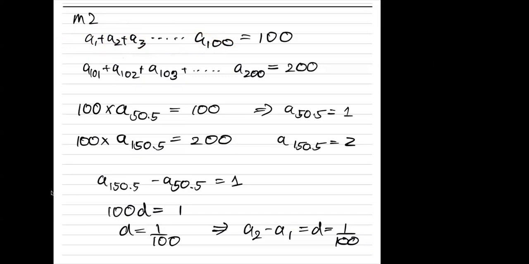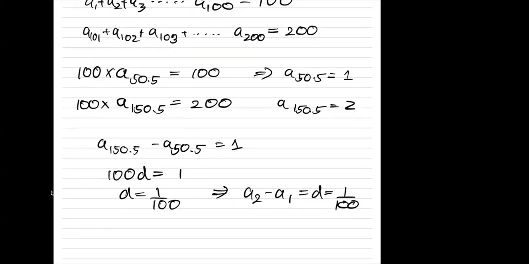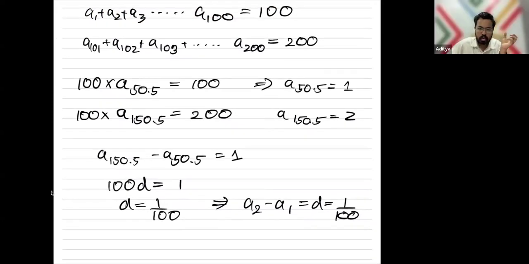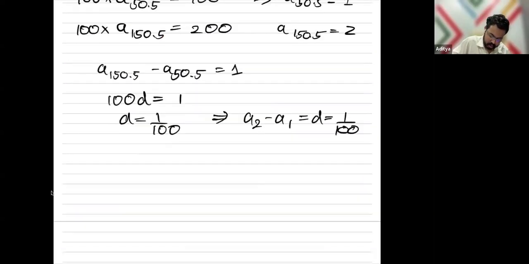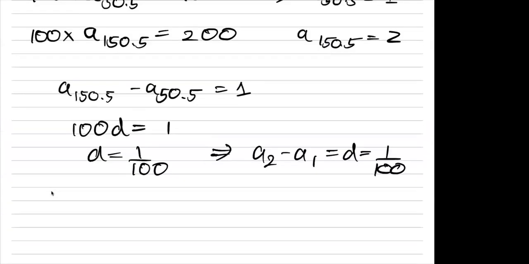Sir, what is the reason behind taking 50.5 and 150.5? That is the middlemost x coordinate or the middlemost index of 1, 2, 3 all the way up to 100. Okay, it's to do with the central tendency of the indices, and the corresponding y value times 100 will be equal to the sum. Okay, try the next question. Sir, this is a little bit different. Can you show the original question once, please?